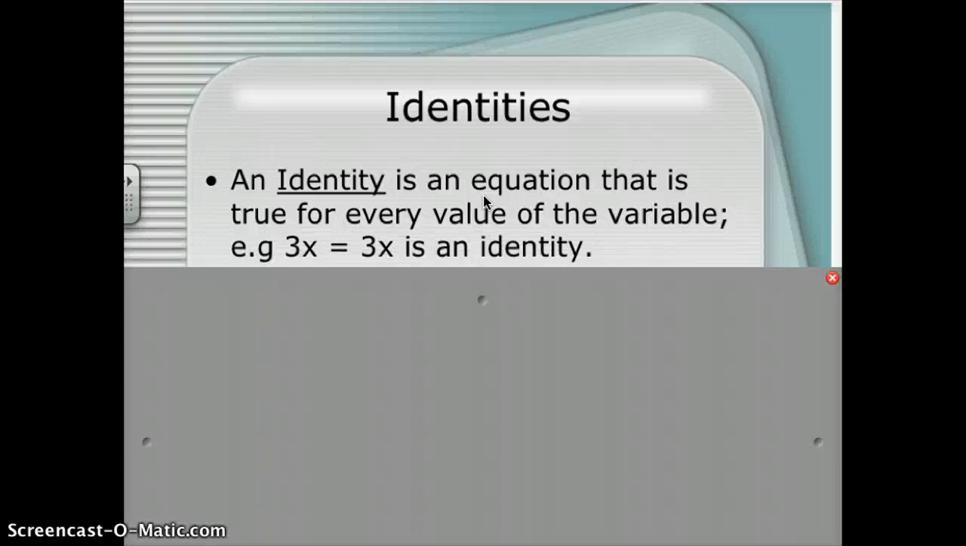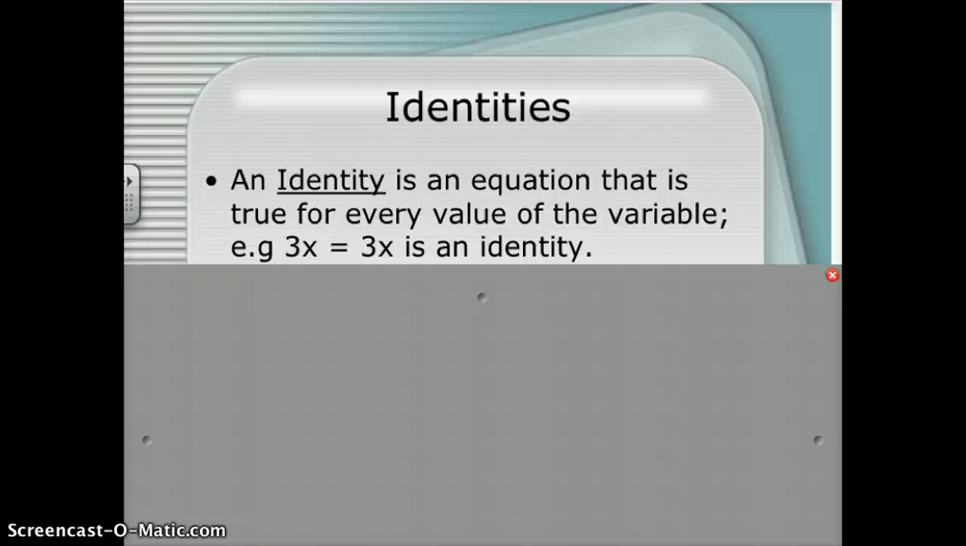Sometimes in math you encounter some of these kind of tricky, weird equations that I like to call identities. You might think of identity as who you are, something that doesn't change. Your identity is you. An identity in math is an equation that is true for every single value of the variable. For example, 3x equals 3x, that's an identity.